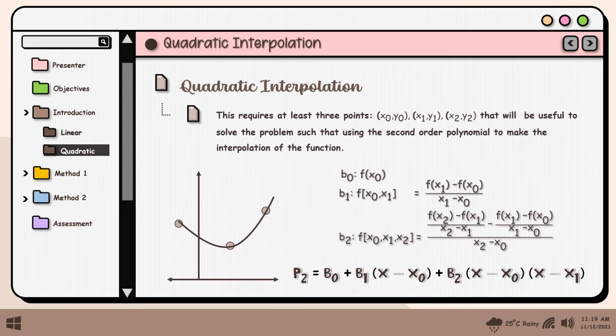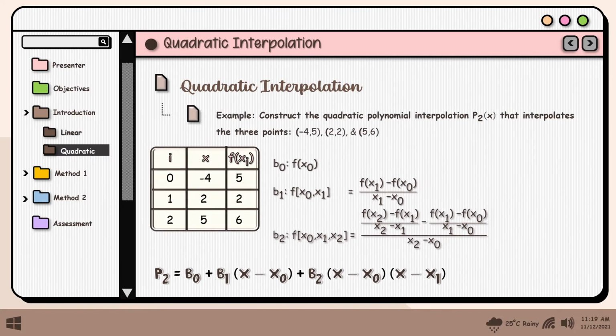Next, we have the quadratic interpolation. This requires at least 3 points that will be useful to solve the problem, such that using the second-order polynomial to make the interpolation of the function. If we are to graph a quadratic interpolation equation, it would look like this one.